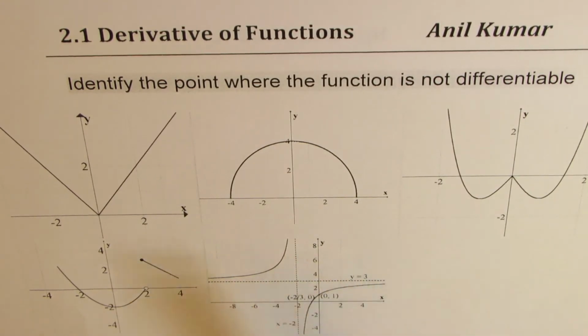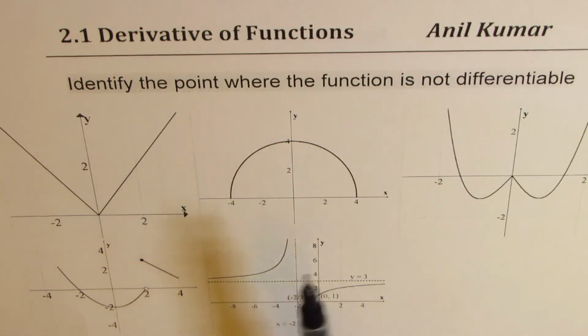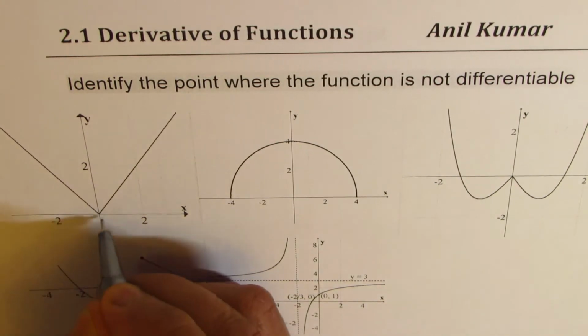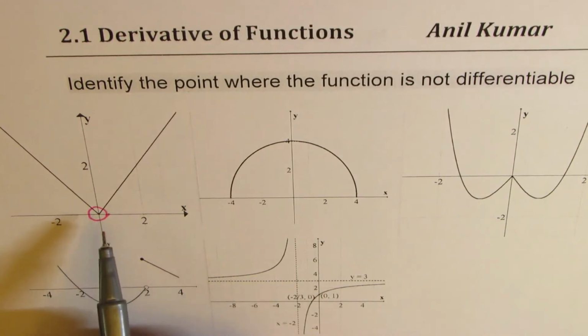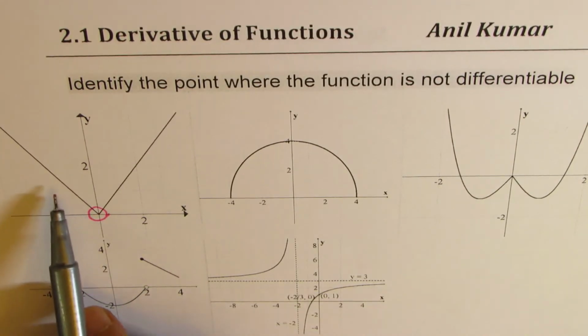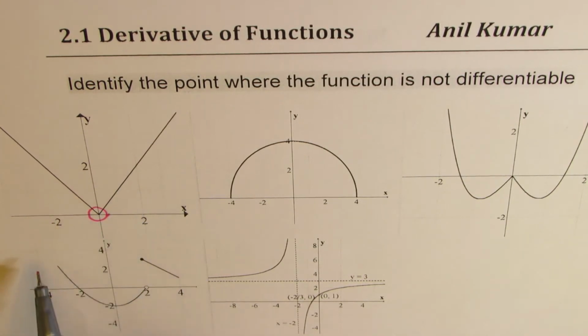Now the question here is, identify the points where the function is not differentiable. So we have done this. It should be clear for you. So you should identify the points where the function is not differentiable. So let me mark those points. So here the function is not differentiable at this point, since it is a corner. From the left it seems to be a tangent of minus 1 slope. From the right it is plus 1.